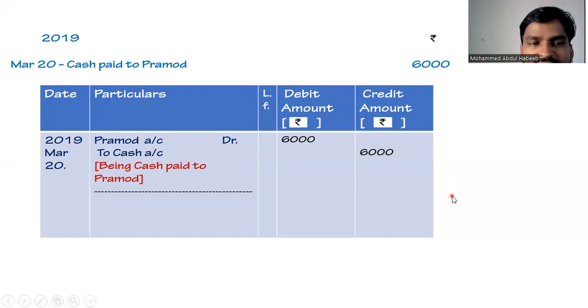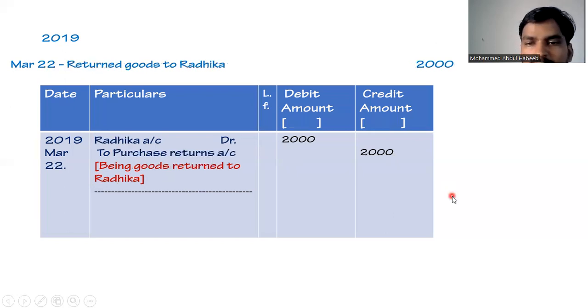Coming to the next transaction, which is on 2019 March 22. Return goods to Radhika 2,000 rupees. So here the date will be taken as 2019 March 22. In a previous transaction, we purchased goods from Radhika. It was given as bought goods from Radhika. So we recorded the journal entry as purchases account debit to Radhika account. This time we are returning goods to Radhika. So it is a decrease in expenditure. So in order to reduce purchases, we'll be writing it on credit side as purchase returns.